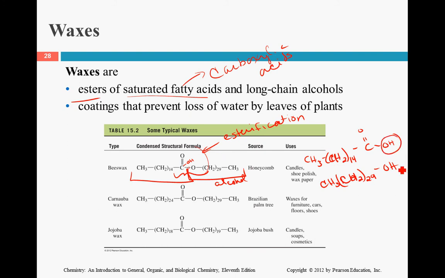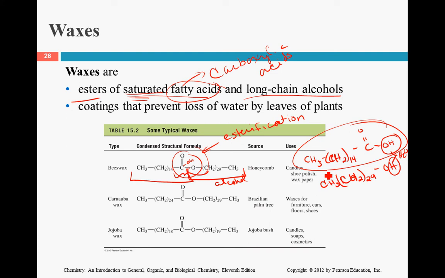This OH group and this hydrogen come together to form water. And then the carbon and oxygen bond up to make the ester. That's why they say it's an ester of a fatty acid, because of this part right here. Notice the word saturated. That means these will be primarily solids at room temperature. And a long carbon alcohol, which was this.